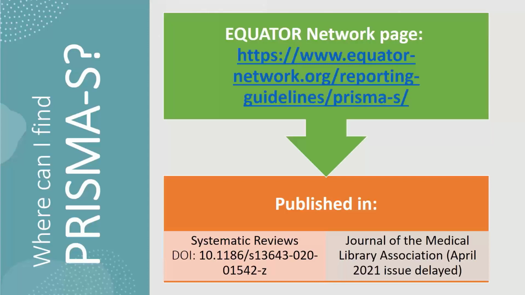So on the Equator Network page, you can find links to the checklist documents themselves. You can find it in PDF, Word, and Excel formats. You can find links to the published paper. You can find links to related PRISMA documents, so PRISMA 2020 and all of the other PRISMA extensions that might be useful. You can find links to our protocol, and you can find links to the entire data set. So it's one convenient place to find everything.